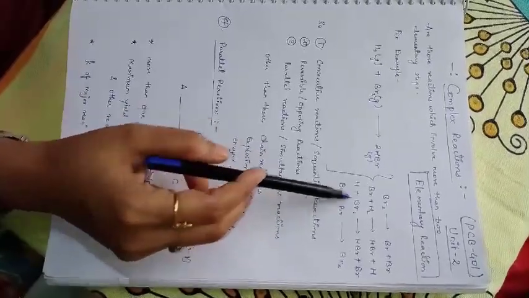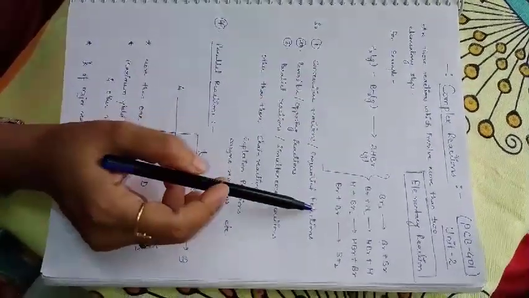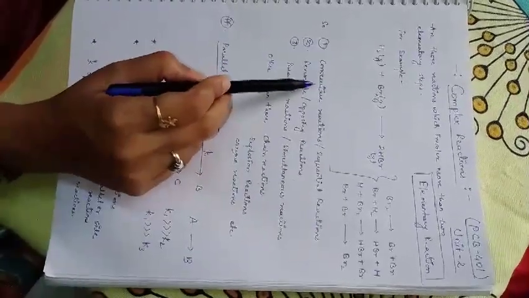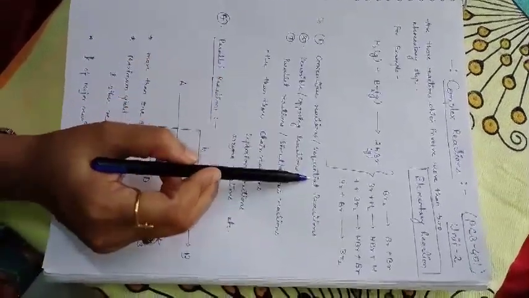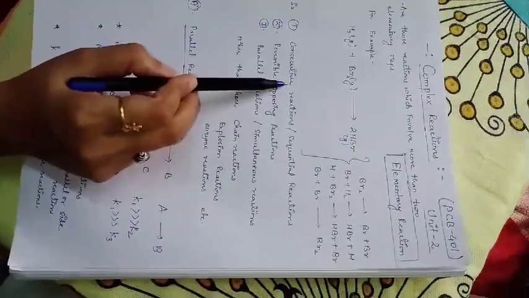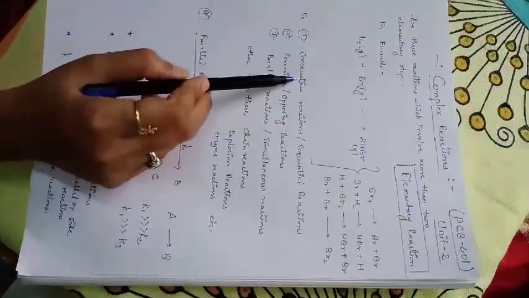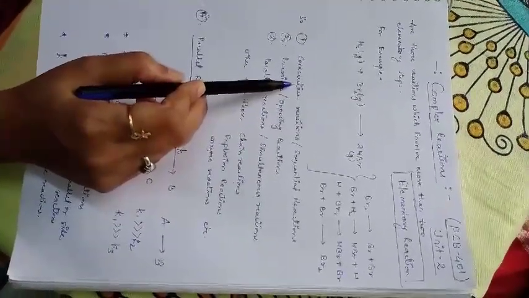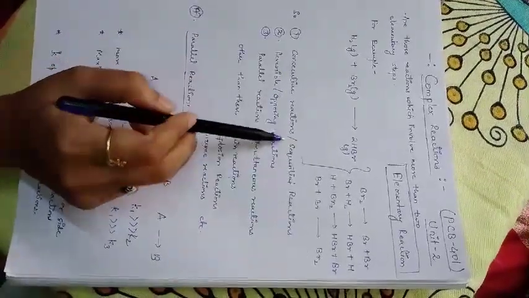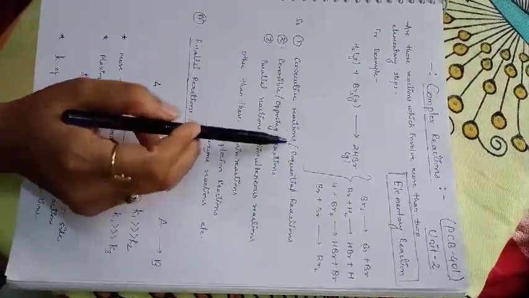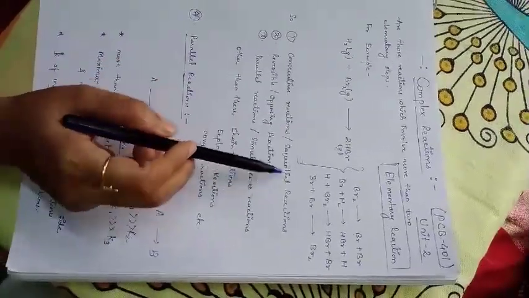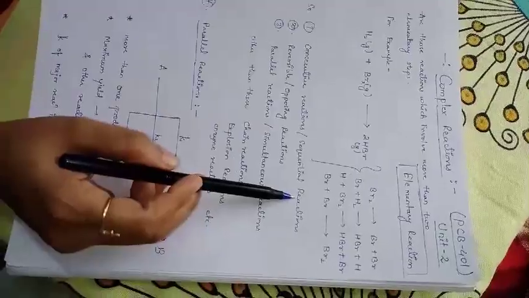Now let us come to the types of complex reaction. Majorly we have to learn these three types. First is consecutive reaction, also known as sequential reaction. As indicated by the name itself, a reactant A gives B, then B again gives C, then D. That means the reaction proceeds sequentially. Generally it involves the decay reaction, and I'll also discuss it in detail.